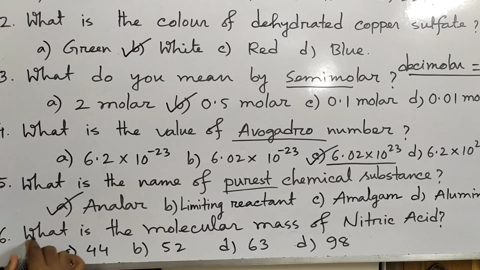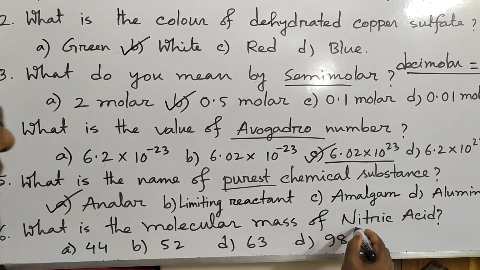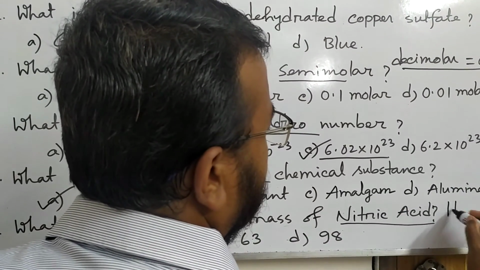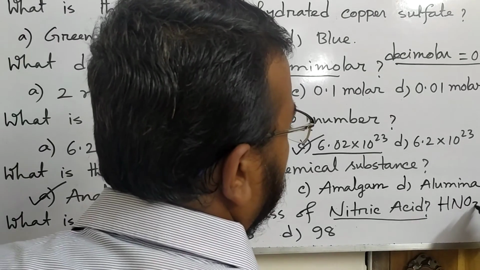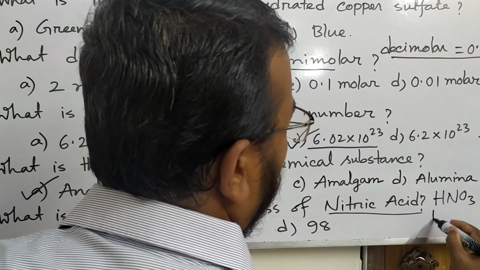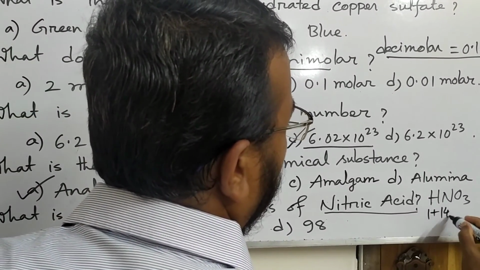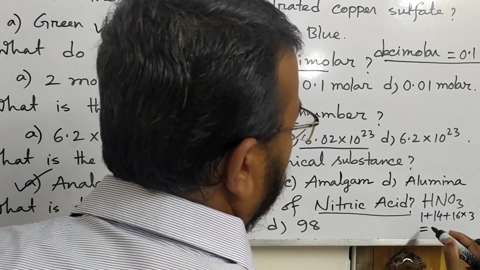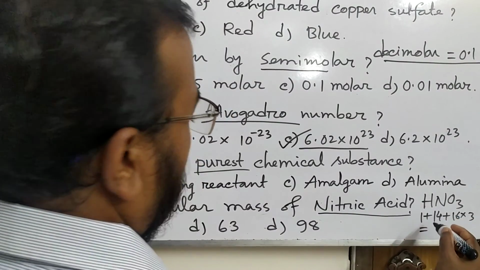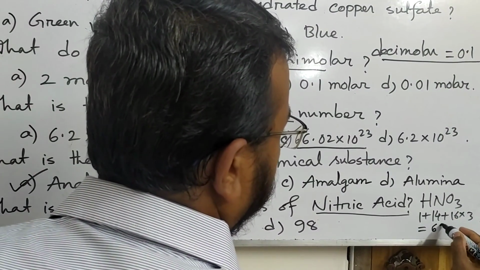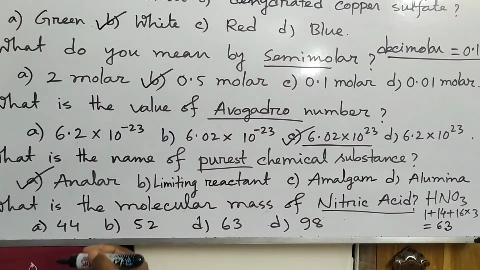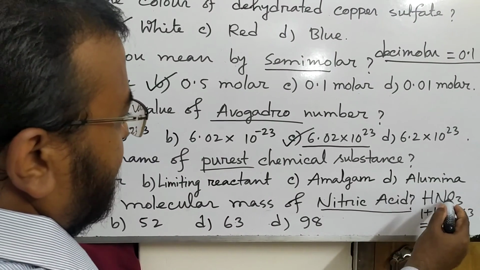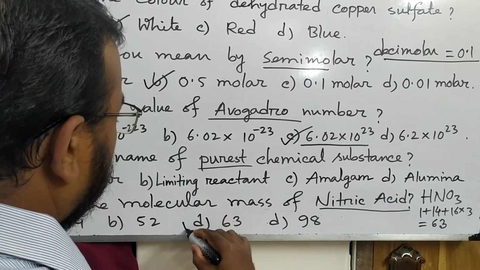Now number 6, what is the molecular mass of nitric acid? So at first you have to know the formula. Nitric acid is HNO3. Now molecular mass, it is hydrogen 1, nitrogen 14 plus oxygen 16 into 3. So altogether it will be 48 plus 14, then it will be 63. Okay, so the molecular mass of nitric acid, formula HNO3, is 63.